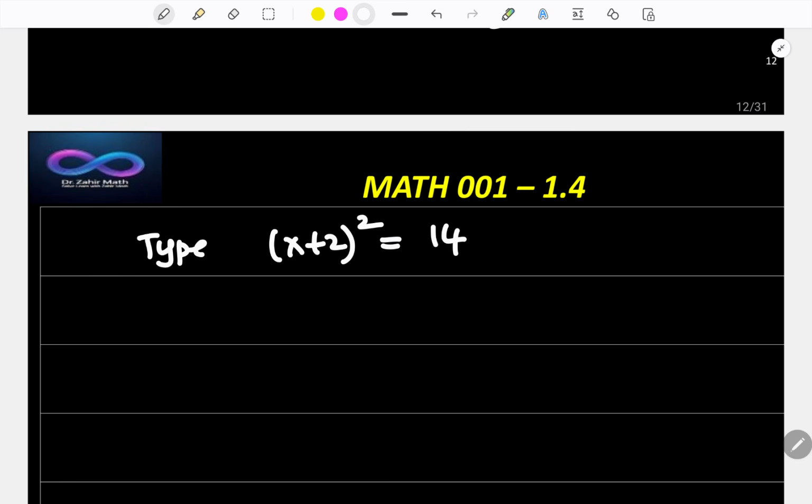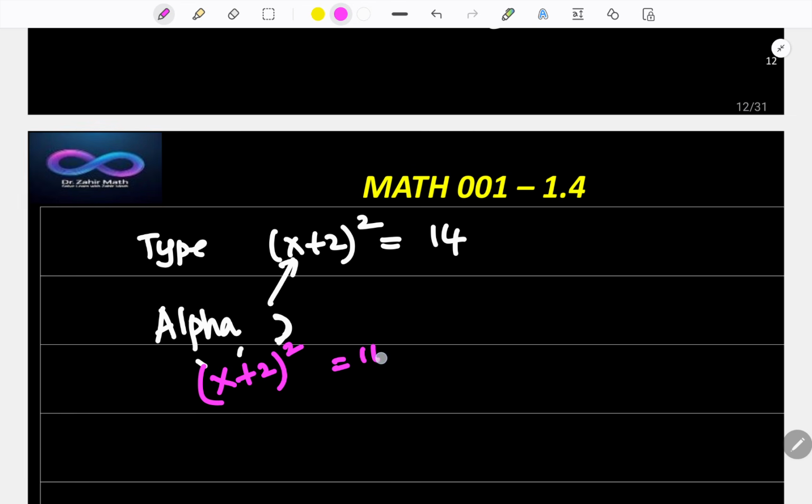How do you type x, teacher? Alpha x. You press Alpha and then the bracket. Alpha gives you x, which is in pink color. This is the pink color, you can say this x. So plus x, then you close the bracket, power 2, which is equal to 14.